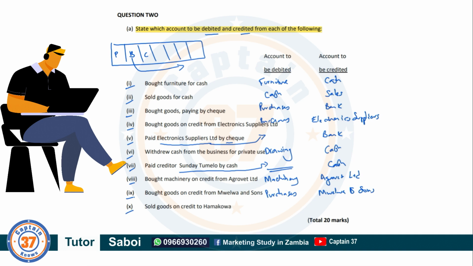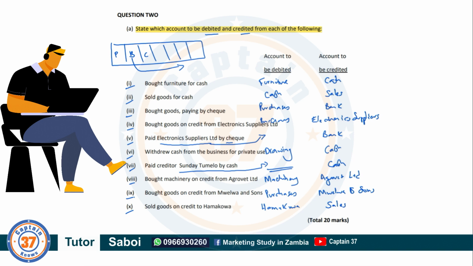Number 10, sold goods on credit to Hamakowa. Sold goods on credit to Hamakowa. So, who received? The one who received is Hamakowa. So, debit the receiver, credit the giver. So we are going to debit Hamakowa. And then on this side it is sells. And that's it. 20 marks. You need 50 marks to pass the exam.